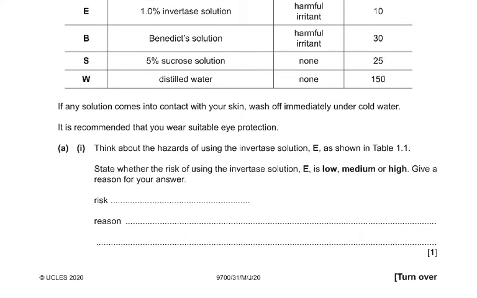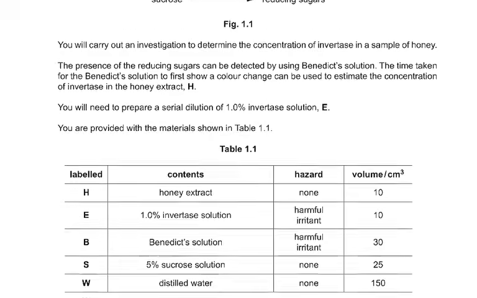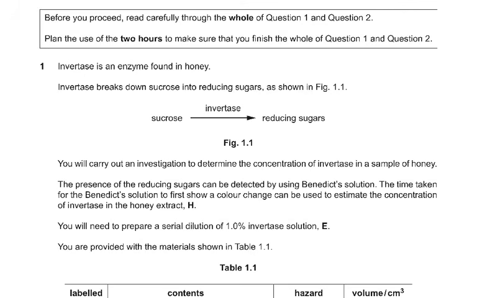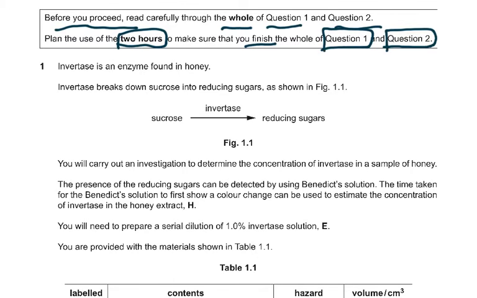The first question, let's start reading the question right from the top, and that is the normal procedure that we follow. Before you proceed, read carefully the whole of question 1 and question 2. Plan the use of the 2 hours to make sure that you finish the whole of question 1 and the whole of question 2. Which means that you have to read the whole question so that you can understand the whole question and then decide whether you want to repeat the proceedings, or you don't want to do it again.